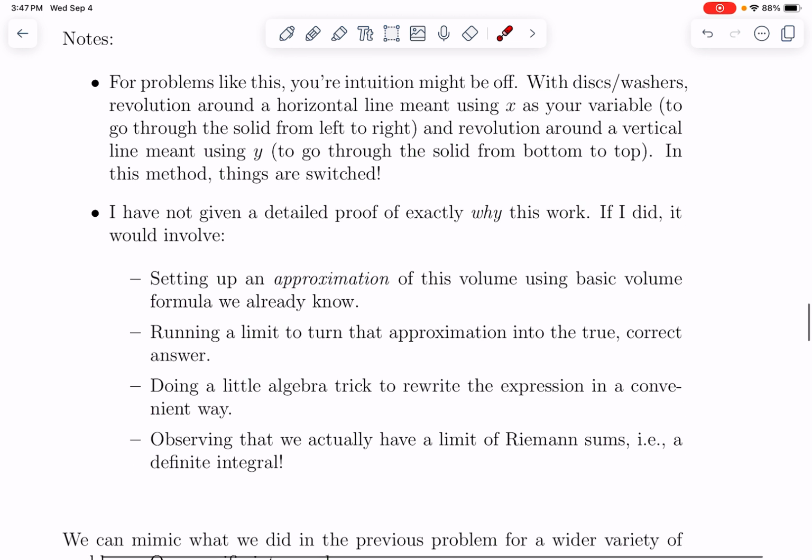I did not give a technical proof of why this works. I kind of just appealed to the notion that we find volume by integrating areas. This is just a different way of doing it. But if I did it, what would we do? We would set up an approximation of this volume using basic volumes we know. We'd use a limit of that approximation to turn it into the fully correct value. We probably need to do a little bit of algebra trickery to make it look nice. And then we would observe we have a limit of Riemann sums, which creates a definite integral.